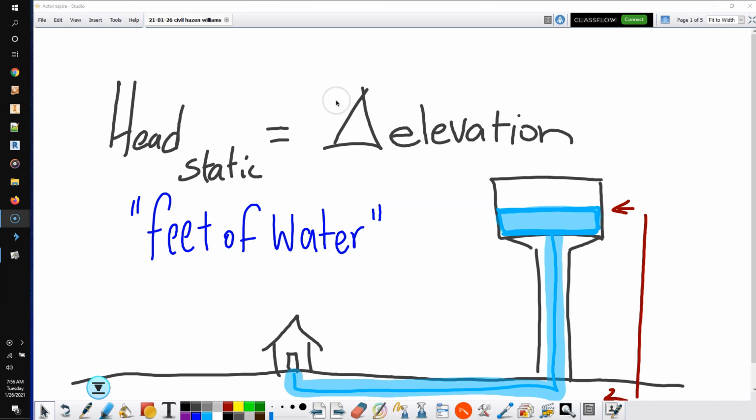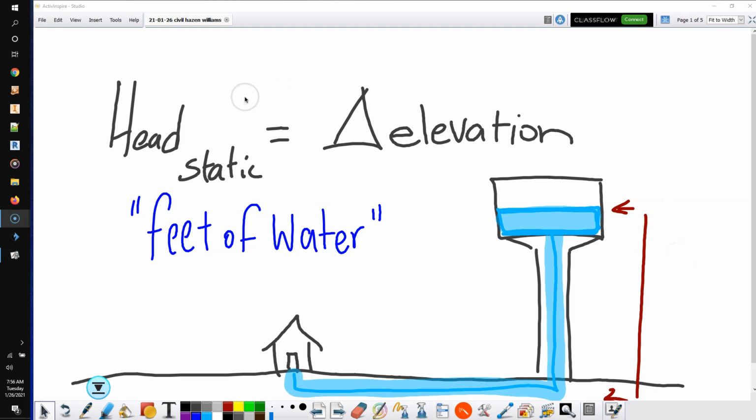So the first thing we need to know is static head. Think about head as being the amount of pressure as a result of height. It's measured in feet of water, and that can be converted to psi. It's similar to the idea of potential energy, stored energy.